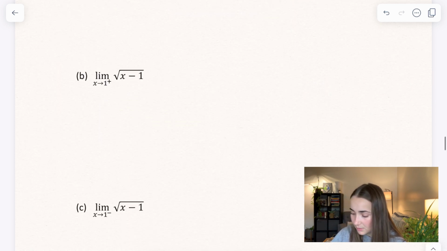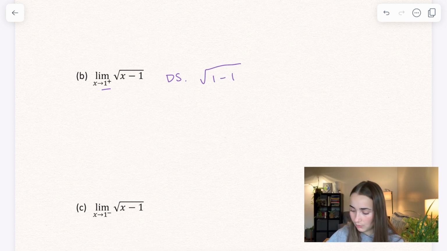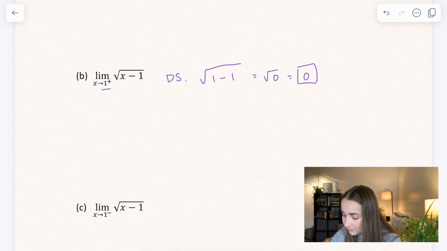Now we want to take the limit as x approaches 1 from the right side. So think about it in terms of the context. Can we plug in values to the right of 1? So in this case, yes, we can. And we can go ahead and just use direct substitution. And when I do that, I'm just going to take the square root of 1 minus 1, which is equal to the square root of 0, which is just 0. And that is our limit.